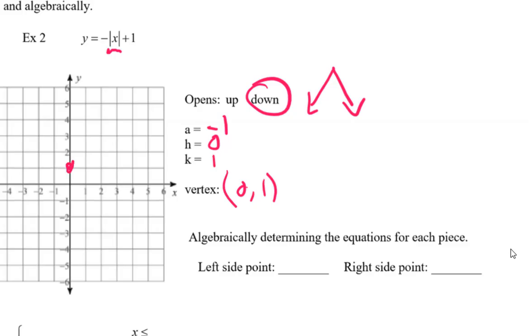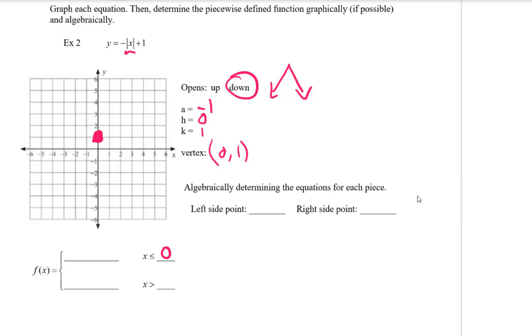So I'm going to go ahead and put a dot right there on my vertex at 0, 1. Now remember, my h value is also the number that's going to go in here for my absolute value function when I write it as a piecewise function. So that first half is done.